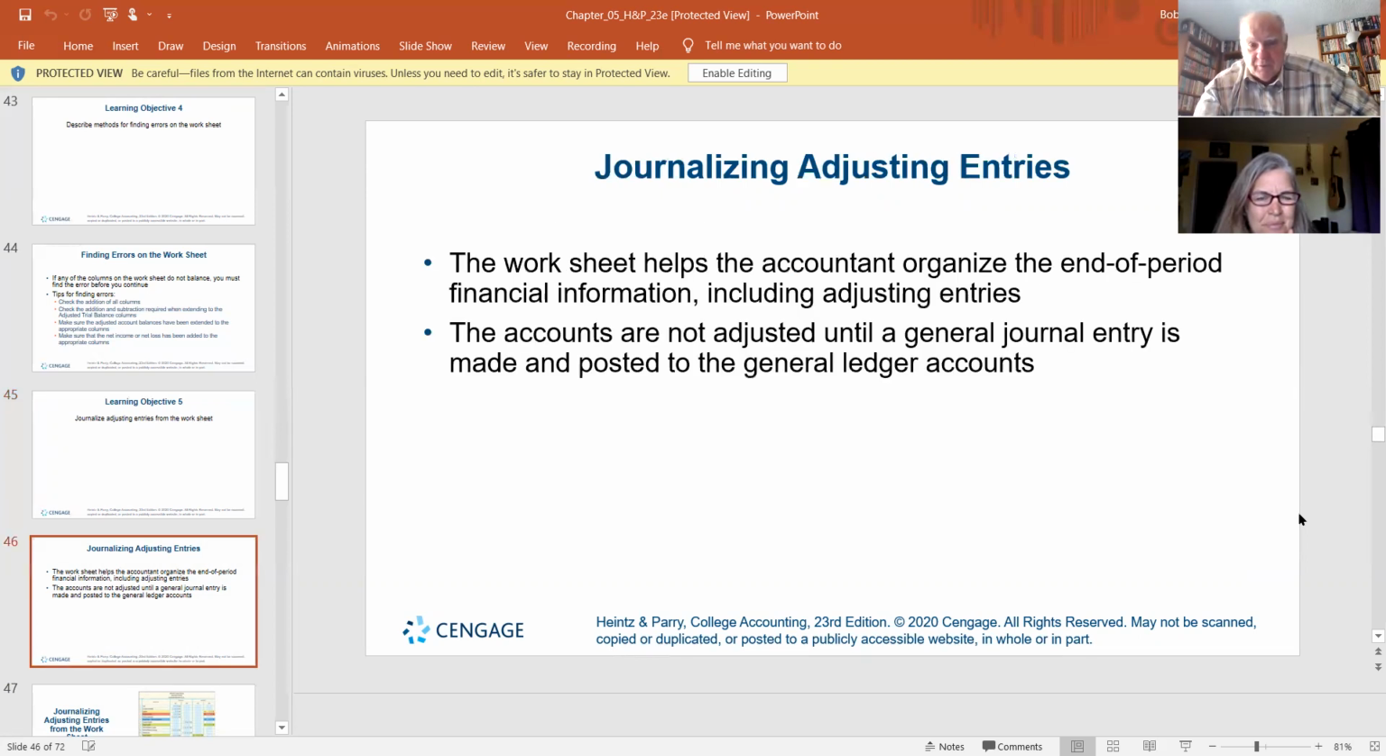Journalize adjusting entries from the worksheet. The worksheet helps the accountant organize the end of period, and it's not really a financial statement of any kind. The accounts are not adjusted until a general entry is made and posted. What they're telling you there is putting it on the worksheet does nothing. You also have to actually put it into your general ledger and post it, obviously.